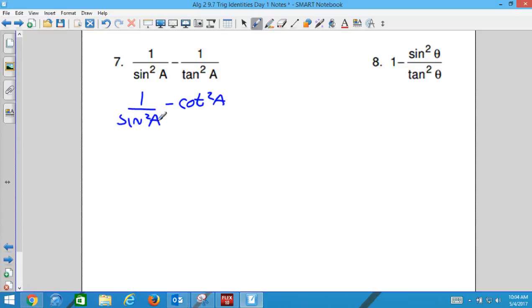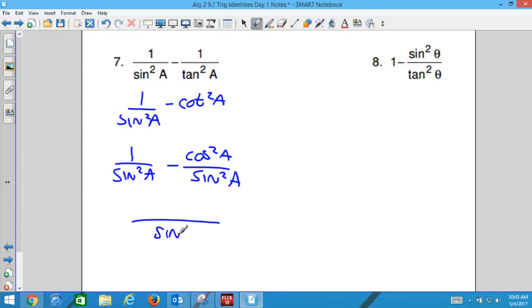Okay, change that. So then I have 1 over sine squared A minus cosine squared A over sine squared A. Distribute negative. Oh, keep it like that. So now we have a fraction minus a fraction, and they have common denominators. Since they have common denominators, we can subtract over the same denominator: 1 minus cosine squared A.